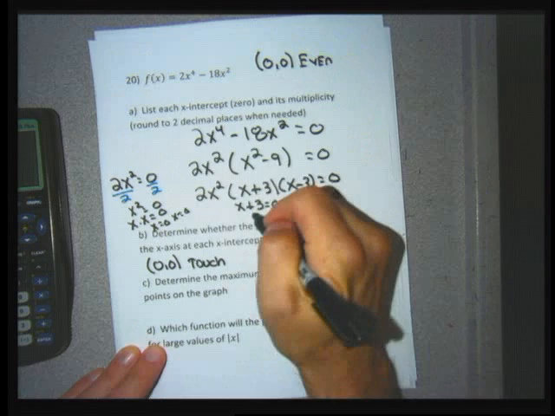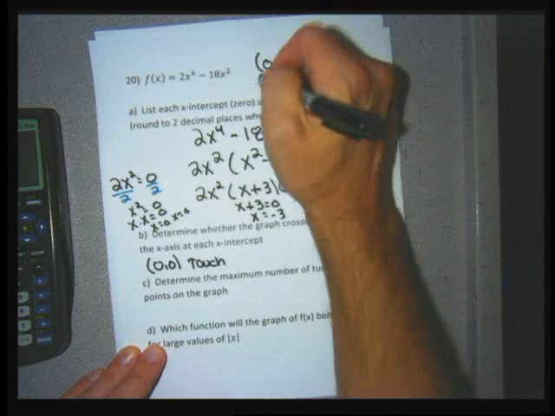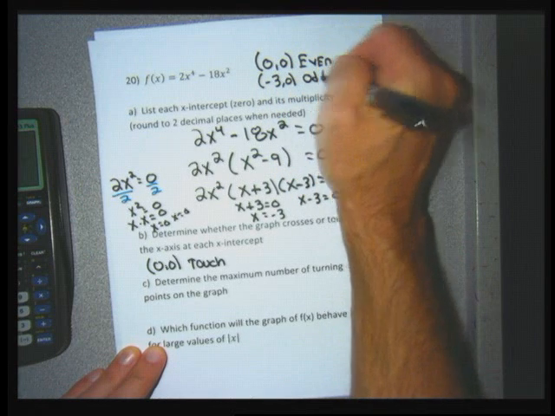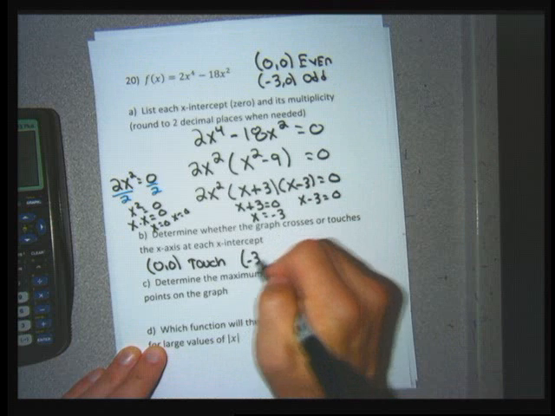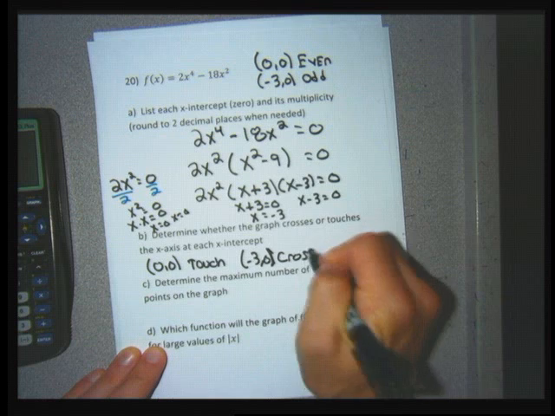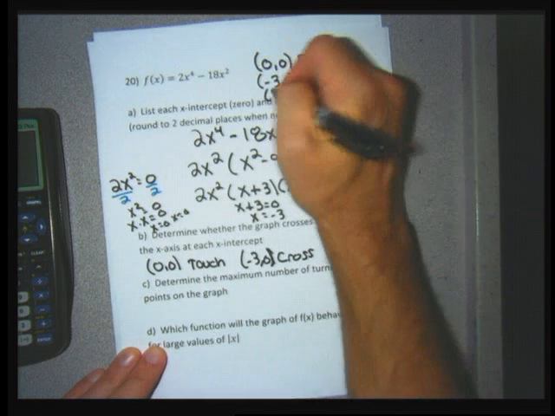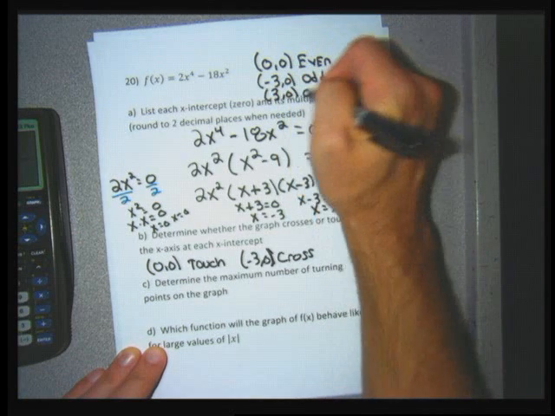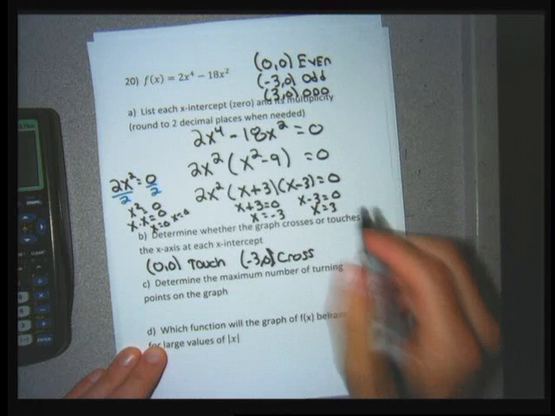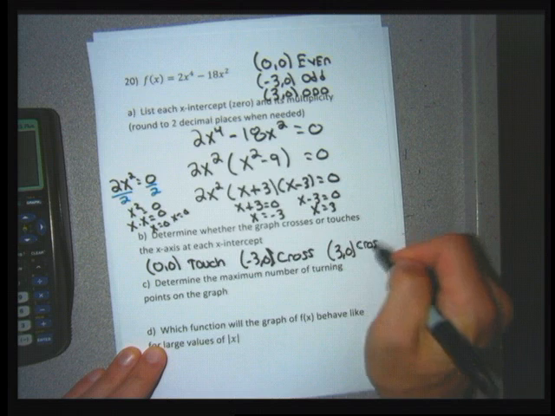For the x plus 3, I'm going to subtract 3 and get -3. That's going to give me an x-intercept at (-3, 0). That has an odd multiplicity, and at that (-3, 0), the graph is going to cross the x-axis. For the x minus 3, I'm going to add 3 to both sides, get x equals 3, which is going to give me an x-intercept of (3, 0).